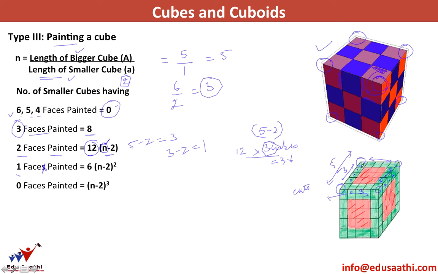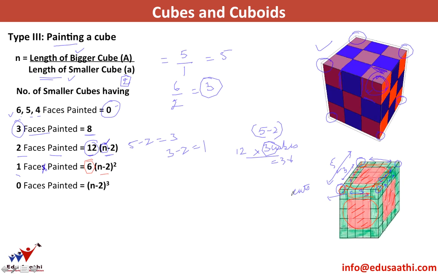How do you calculate? You remove this outer shell, because in this outer shell, these corner cubes have 3 sides painted, these between the corners have 2 sides painted, and this goes for all the sides. So if you remove this outer layer, you get this inner layer. Now this inner layer has only one side which is painted, similarly for this. Now this exists on all the six faces of a cube. So that is why I have six. On all these six faces, I will have cubes which have just one face painted.